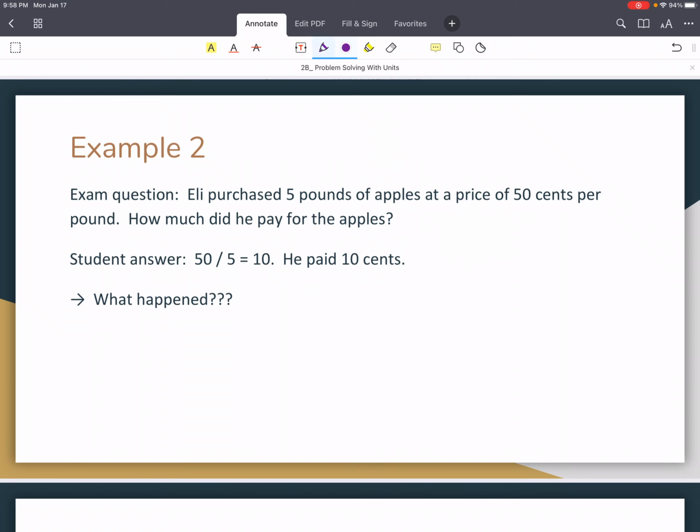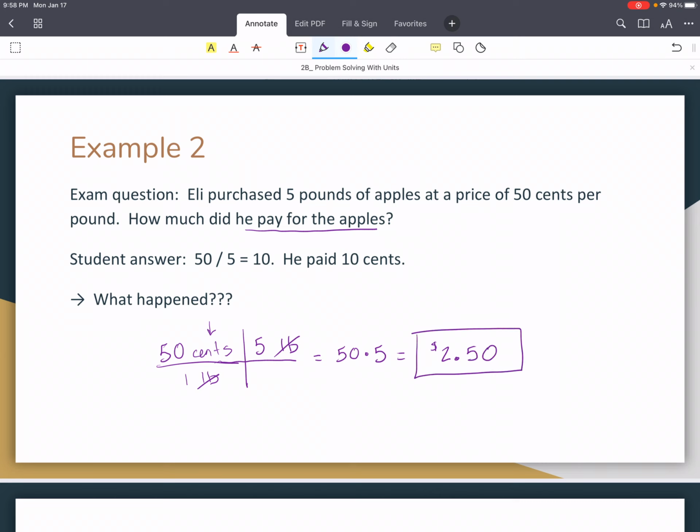If I have 50 cents per 1 pound, my final answer is how much are we paying? My final answer needs to be in cents, which means I just need the cents. That means I gotta cancel out the pounds somehow. Well, that's because there are 5 pounds. Those cancel, and now we do 50 times 5. Which is 250 cents, or $2.50.